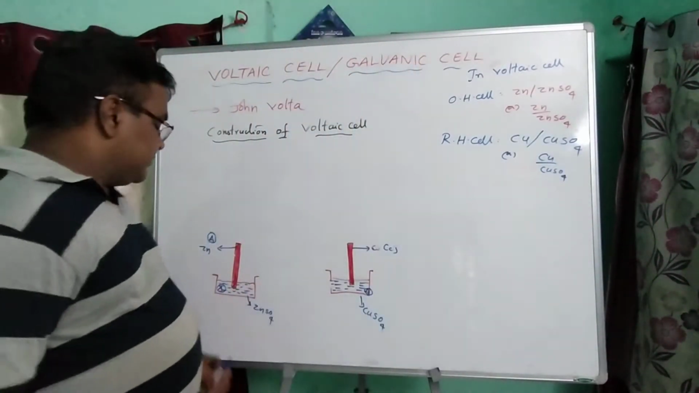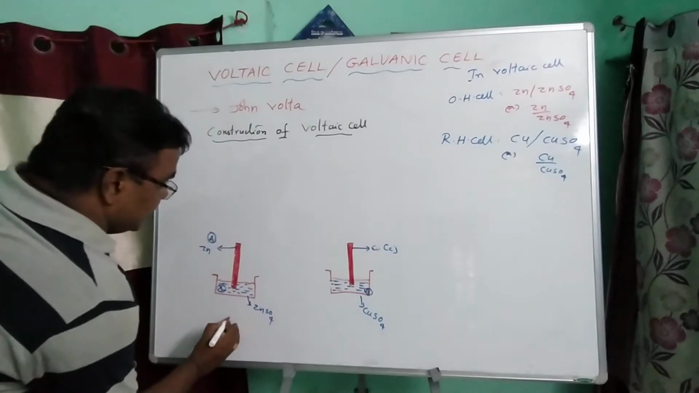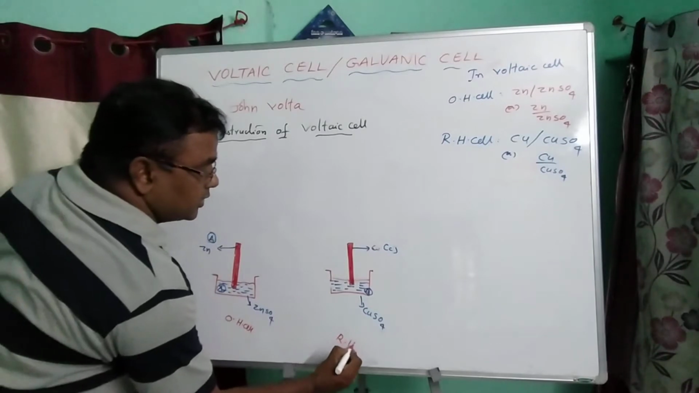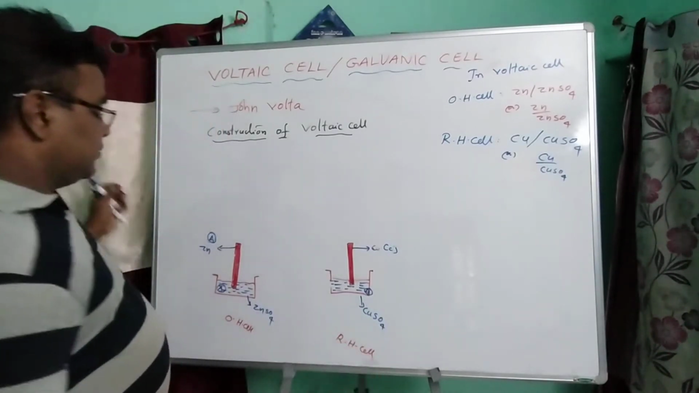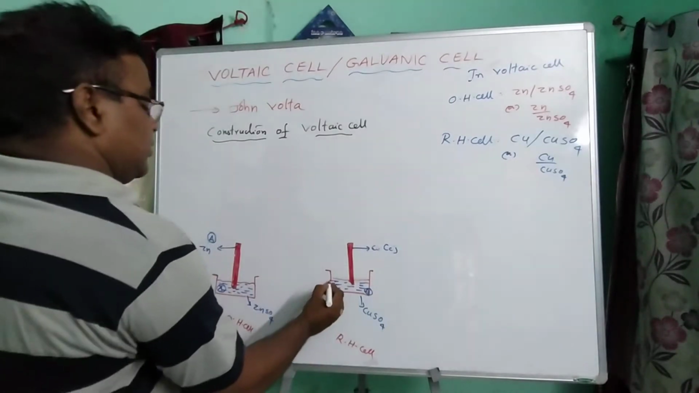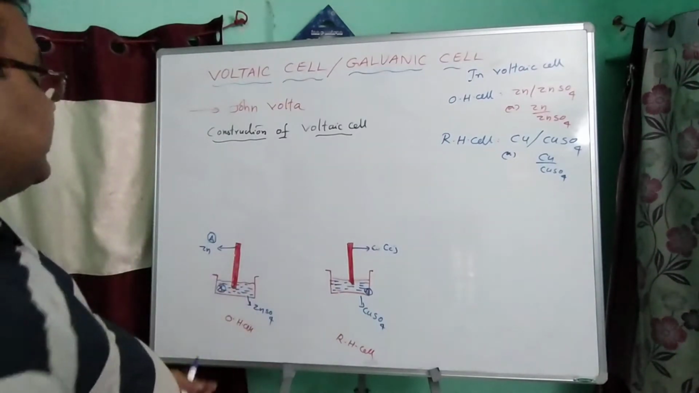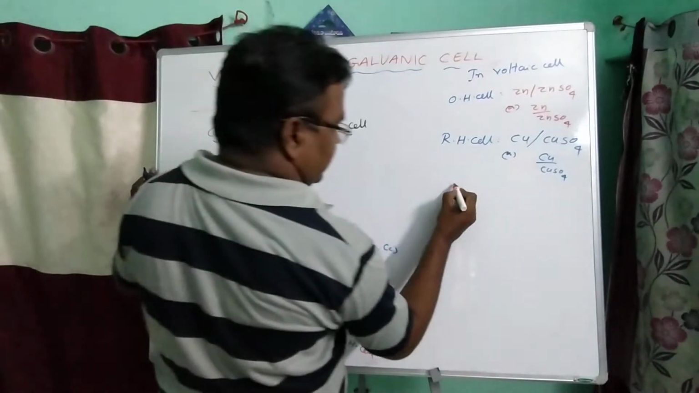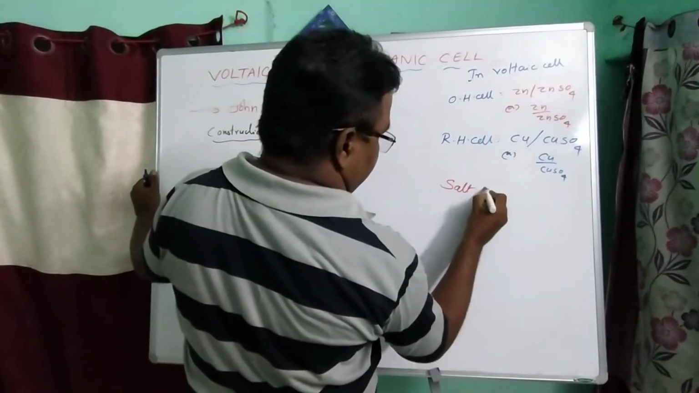Next, the two half cells. This is the oxidation half cell. This is the reduction half cell. Between these two half cells there is no connection. Now the two half cells are connected with a salt bridge.